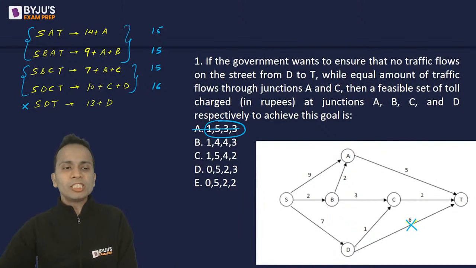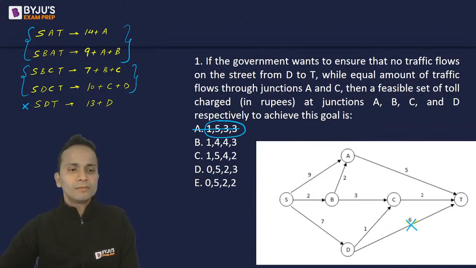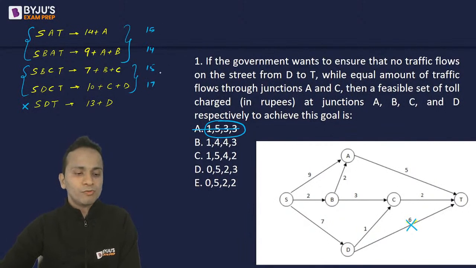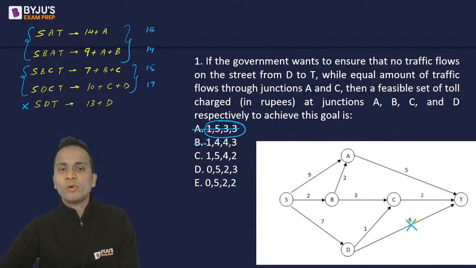Done. Let's quickly check each of these options. Now I'll go for option B. Now option B is 1, 4, 4, 3. So 15, 1 and 4, 14. 7 plus B plus C, so 8, 15. Then C plus D, 7, 17. No, it is not happening because 14 is the minimum out of these four. Okay, so simple as that. This option is also eliminated.